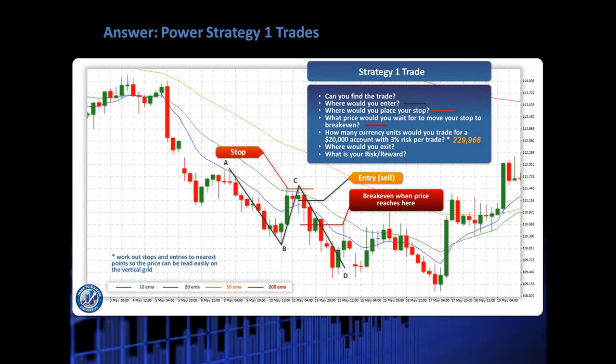What about the exit? Well, again, with all Strategy 1 trades, we will be exiting at point D. What's our risk reward? Well, again, with Strategy 1, it's a fixed risk reward because of the 25% and 100% that we have. 25% for our entry, 100% of the A to B leg from point C is our exit, which is the D point. And because it's fixed, we have a risk reward fixed of 3-to-1.